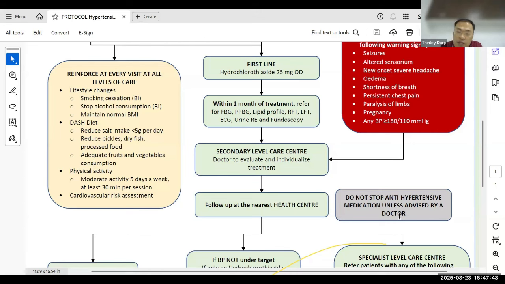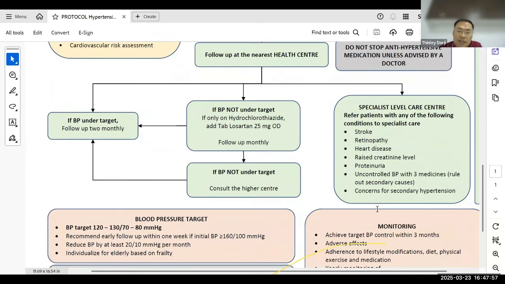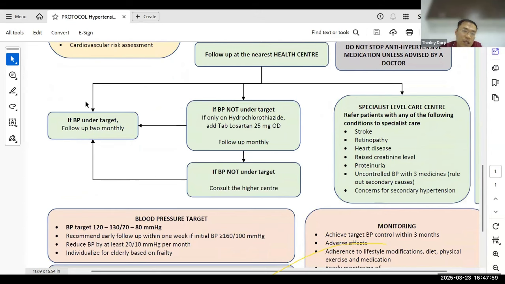However, if the health assistant or any clinician at a primary healthcare center feels there is a need to stop the antihypertensive medication, this is the time they will call and discuss the case with the doctor, and then they can stop the medication. Now, at the primary healthcare centers, what do we mean by target? Our BP target is mentioned here: 120 to 130, 72 to 80. If your blood pressure is under target, then you can follow the patients up.